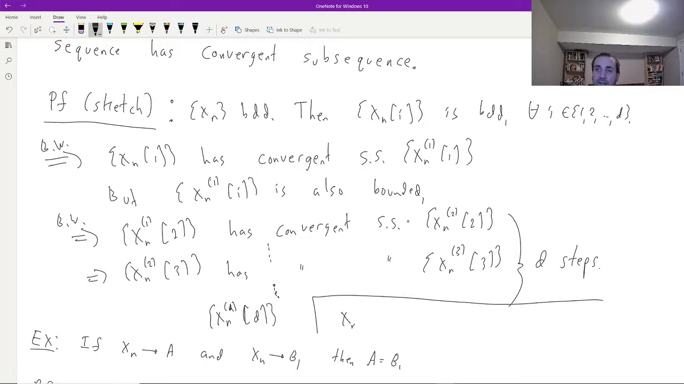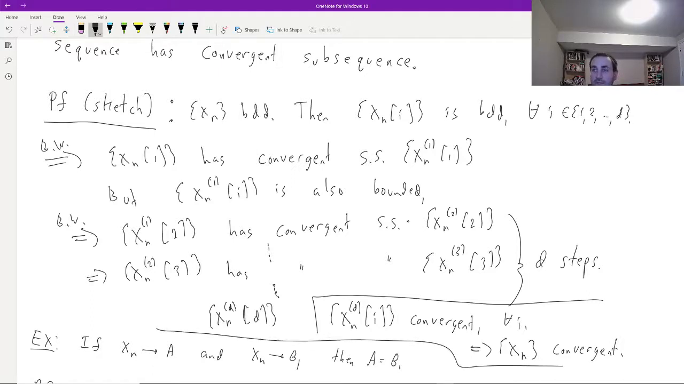So that means that actually x_n^(i) is convergent for all i, and that means that also x_n itself is convergent, because we know that a sequence in R^d is convergent if and only if all of the coordinate sequences are also convergent. So that's a short sort of a proof sketch of Bolzano-Weierstrass.